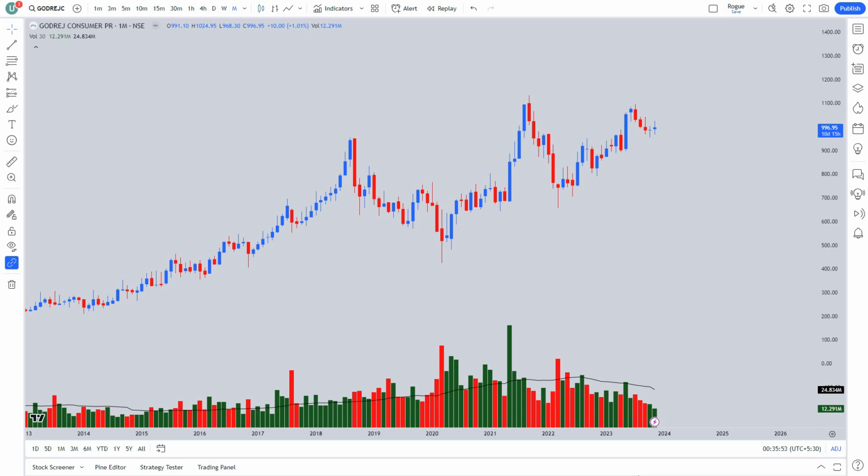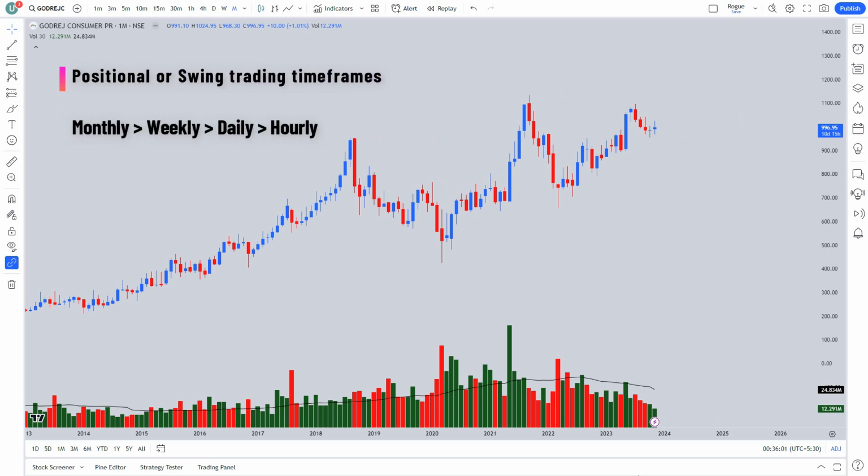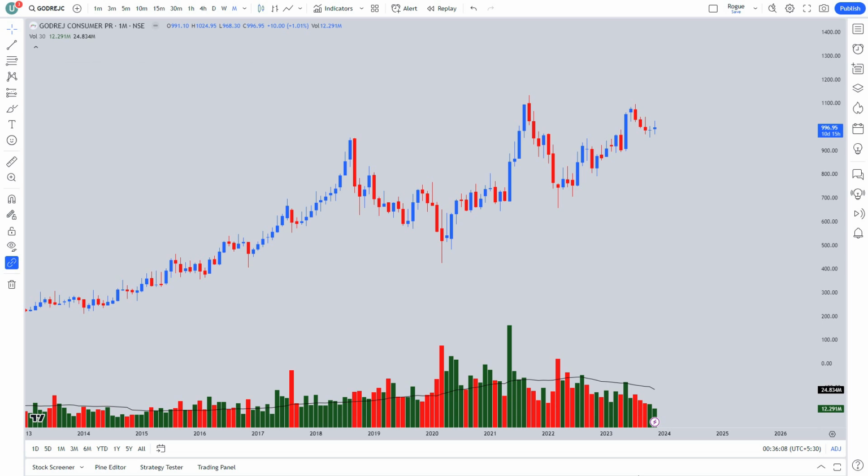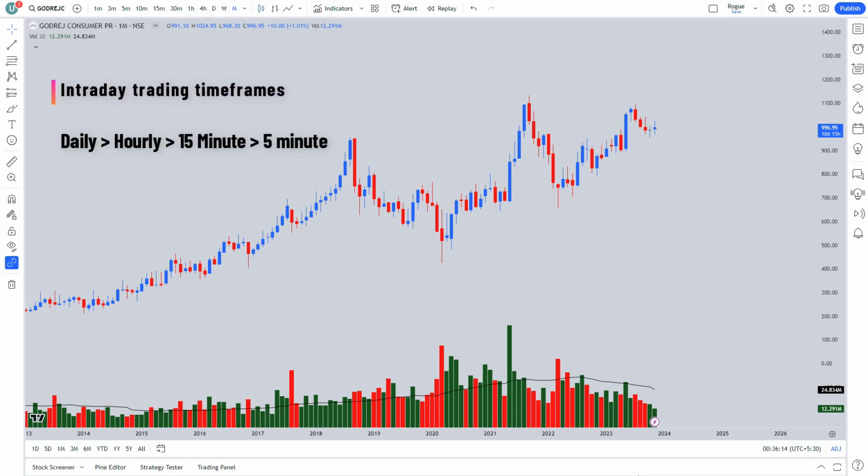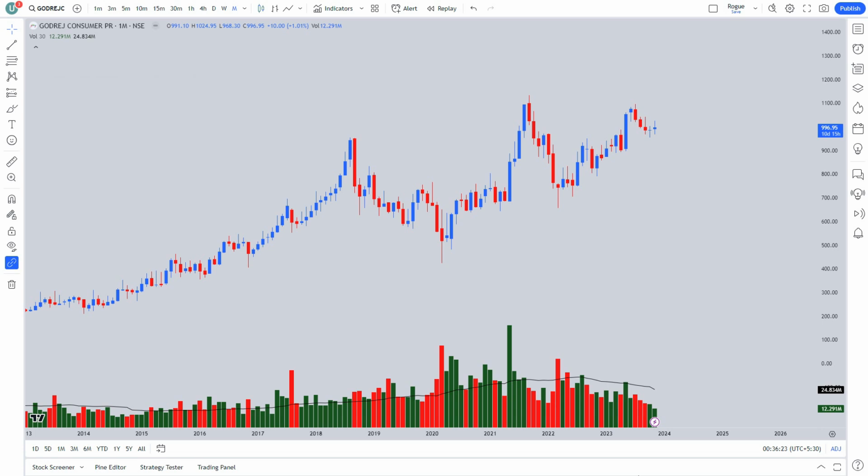In simple terms, if you want to get into a positional and swing trading approach, you have to analyze the overall trend of the market from monthly, weekly, and daily time frames. Your entry time frames will actually be the hourly time frames. But if you want to find setups for intraday, you can go for daily, hourly, and 15 minutes for trend identification, and you can use 5 minutes and 10 minutes, even 15 minutes, to take entries.